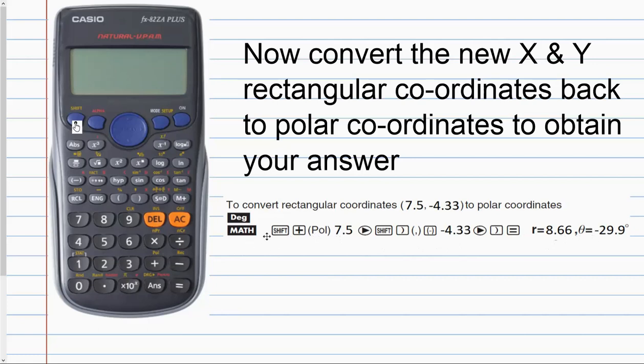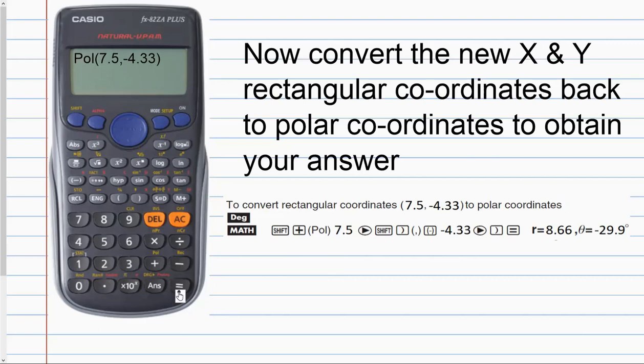So these are the keystrokes from the calculator instruction manual to convert 7.5 x value, minus 4.33 y value, to a length and an angle. So if you have a look at the calculator, we'll show you how you do it. So we press shift for second function and the plus, because this time we are putting in rectangular coordinates and getting a polar answer. So the first one is 7.5, so we press those, and we press shift right bracket, which gives us a comma. We put the negative in because it's minus 4.33, so we press the 4.33, and then we press the right bracket to close it off.